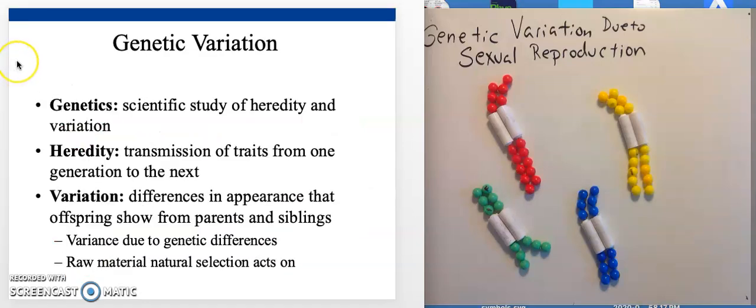When we talk about genetics, we're studying heredity and variation from one generation to the next. So heredity is heritability, right? Transmitting traits from one generation to the next. And variation is differences in appearance, so having dark hair or light hair, or freckles or no freckles, or a widow's peak or not a widow's peak. Okay. So the raw material for variation comes from mutations.